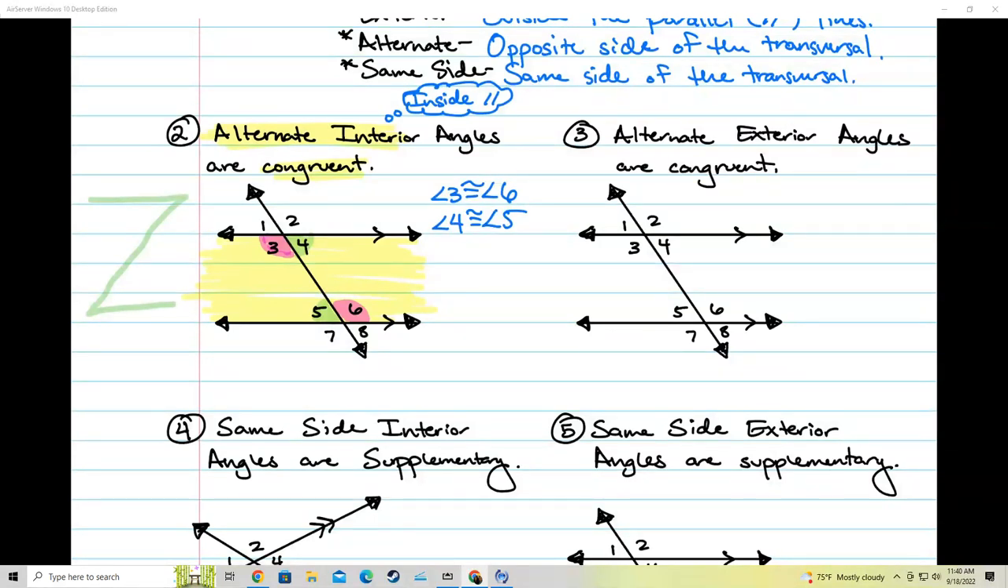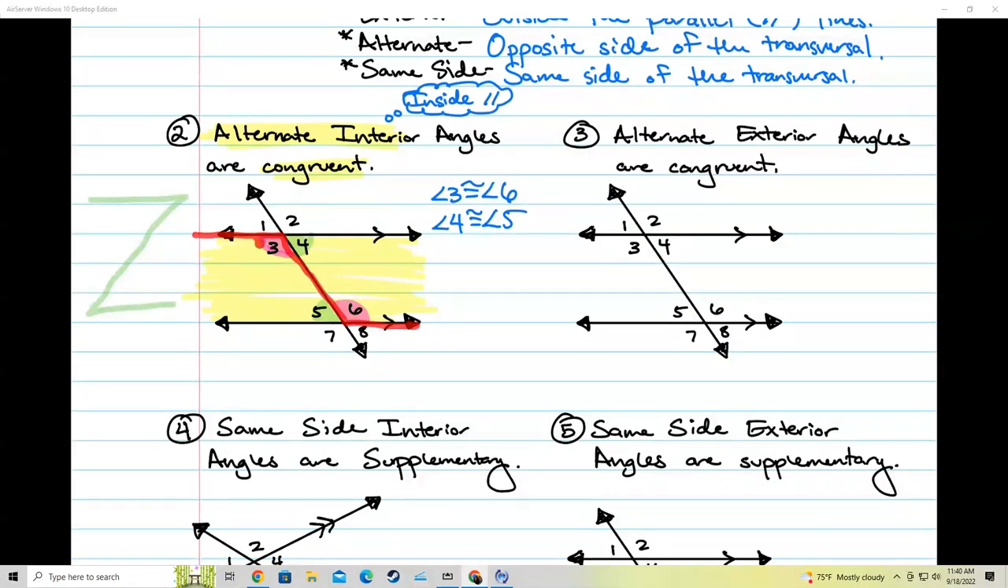So let's look at this backward Z right here. I'm going to use my parallel lines, make my Z. And the angles I catch, angle 4 and angle 5, are going to be alternate interior angles. I can also make a regular Z, but it's going to be really, really flat. I know you're going to look at it and say it's not a Z. It is a Z. It's just flat. So there's your really, really flat Z.